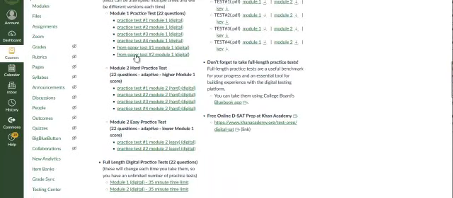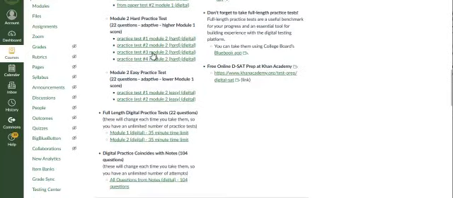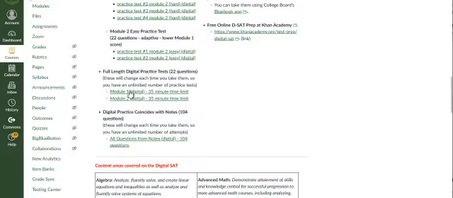Again, what I would encourage you to do is these right here are just practice versions of everything. If you just want to take a practice version of each of the sections, I would do these two links right here where it says full-length digital practice. I've tried to balance it with a similar percentage of content as well on those.